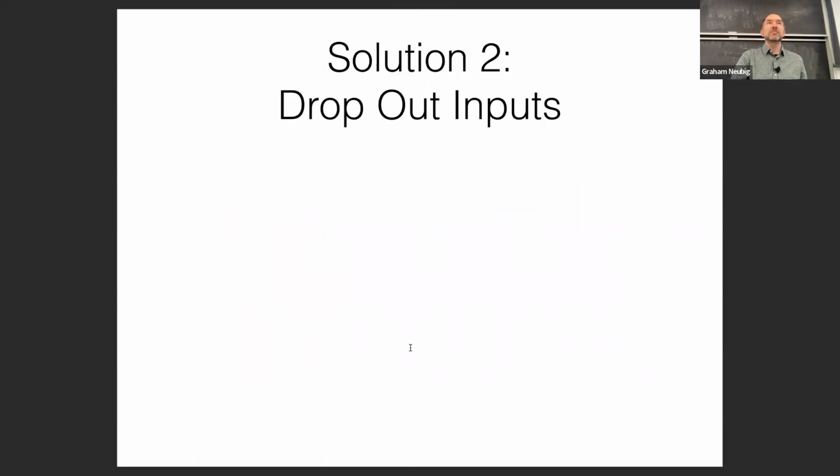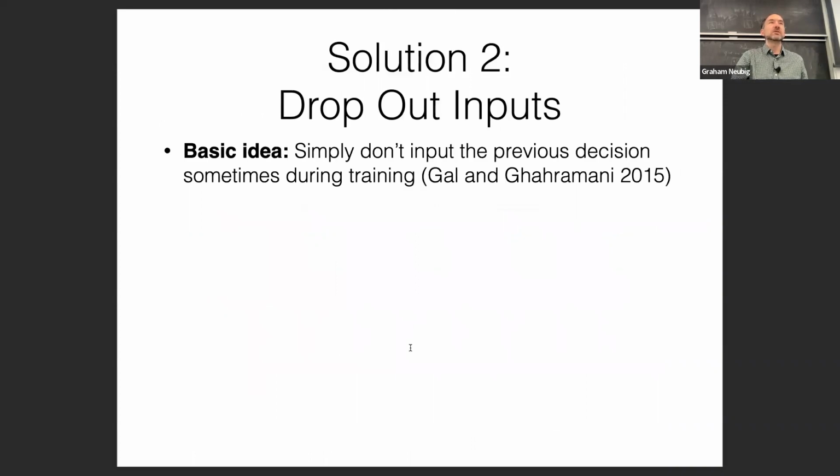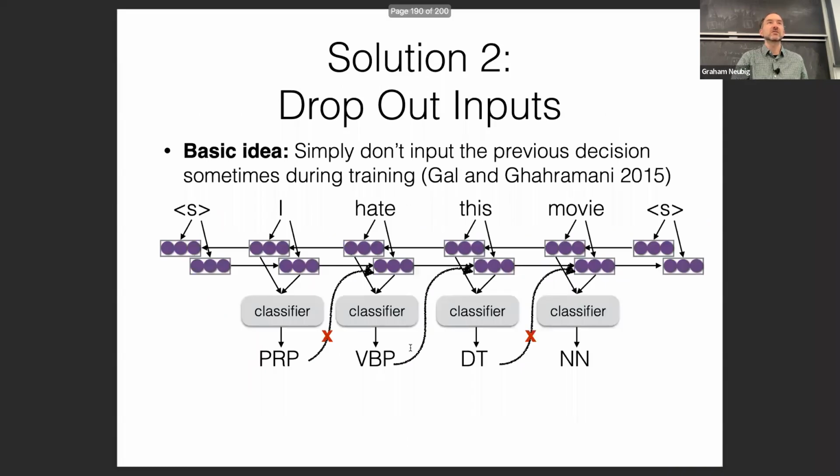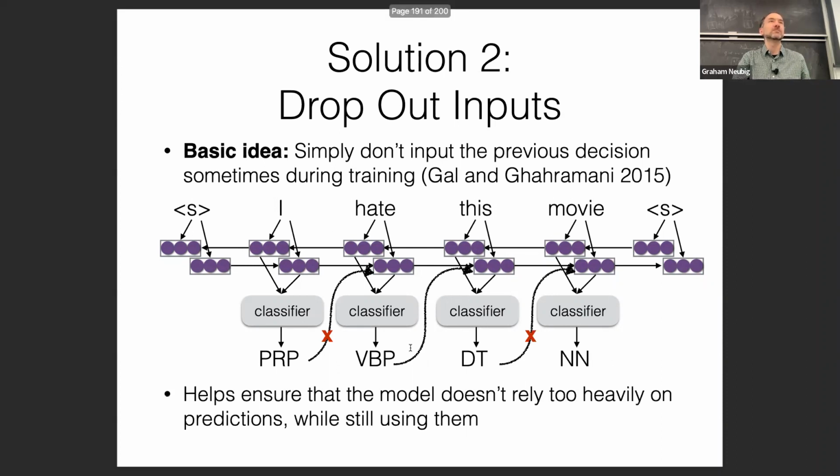Another thing you can do is drop out inputs. The idea is simply to not input the previous decision sometimes during training. So you just cross out the inputs and replace them with 0. This also works to make the model more robust.